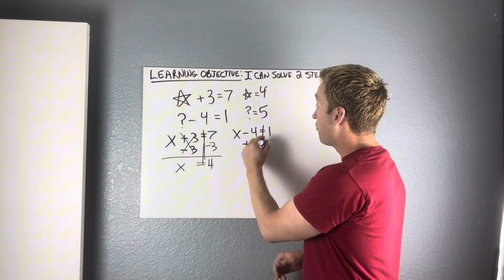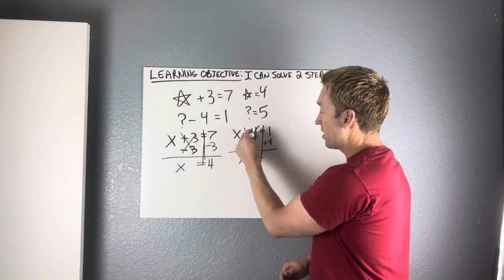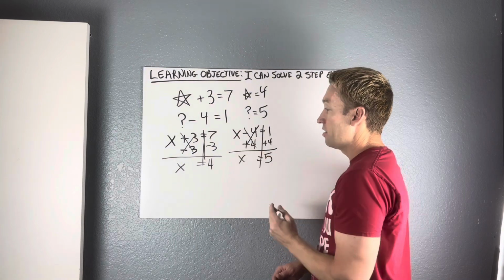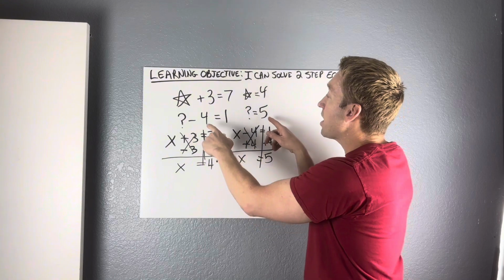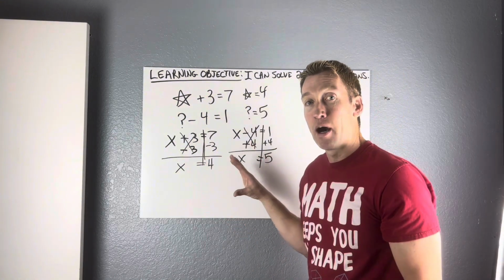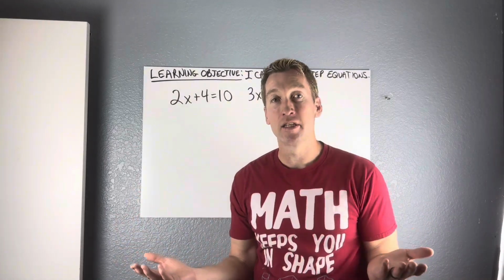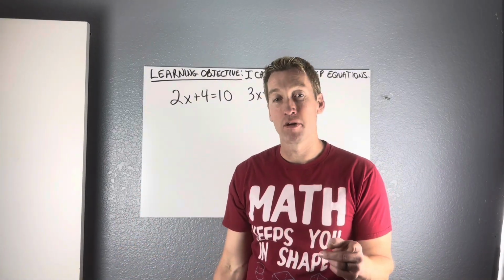Okay, so if I add 4, I have to add 4 to this side, and I get x equals, because this cancels out, 1 plus 4 is 5. Yes, they are the same answers that I got before, 4 and 5, but this will help you when you get to longer equations. So when starting a two-step equation, there's something that's really important.